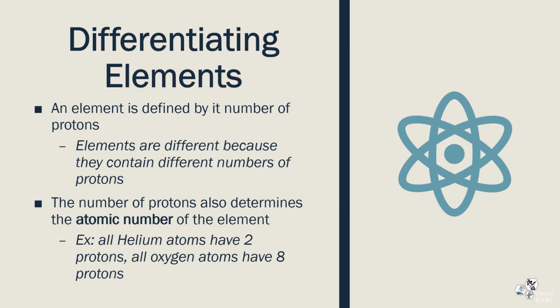That is specifically tied to the number of protons. An element is defined by its number of protons. If you have one proton, you're hydrogen. If you have two protons, you're helium. So the definition of an element is literally how many protons it has. We call this number the atomic number. So the atomic number of helium, since it has two protons, is 2. The atomic number of oxygen, because it has 8 protons, is going to be 8.